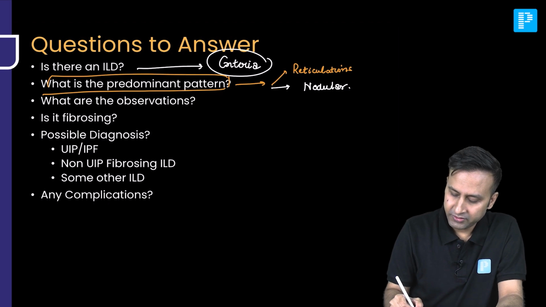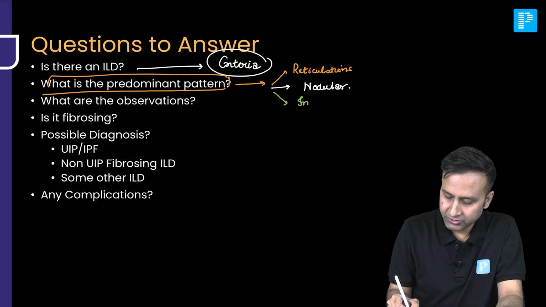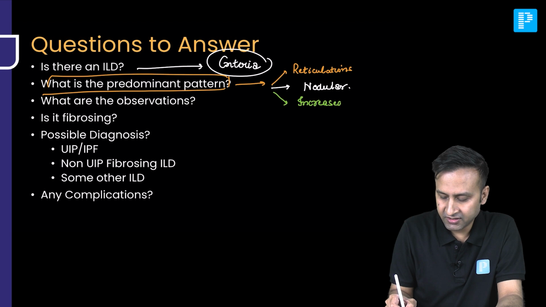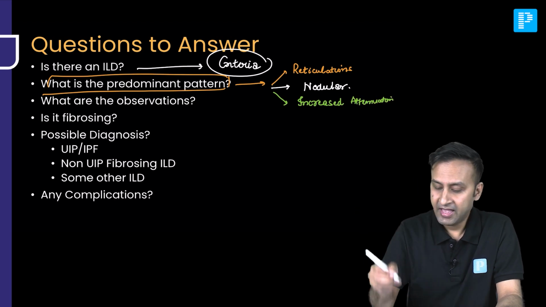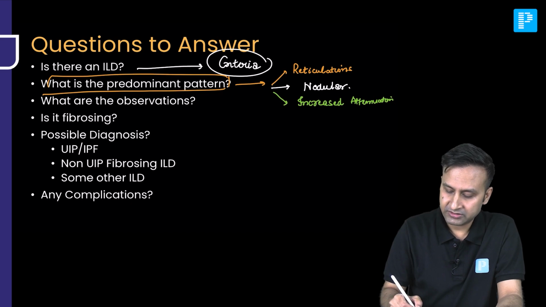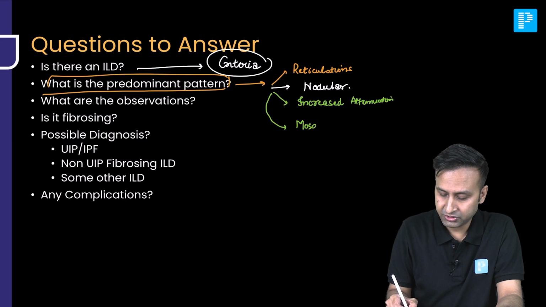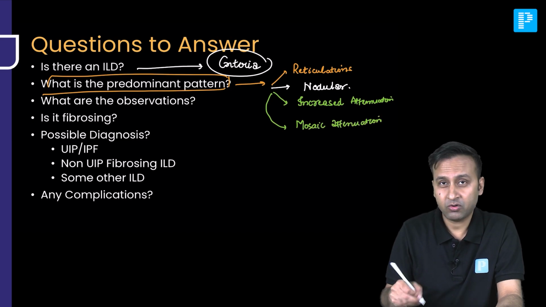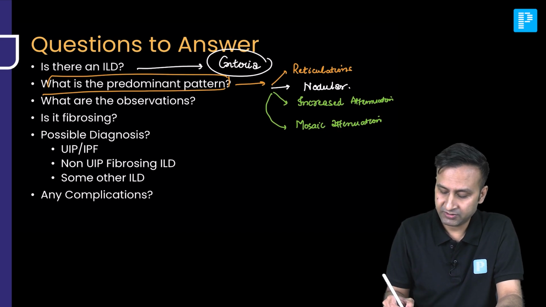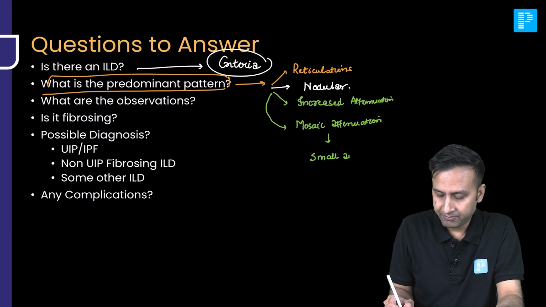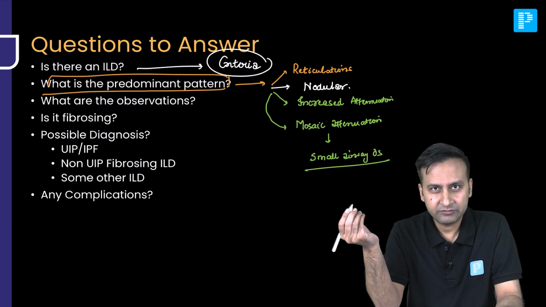Third important thing that we've already also discussed is increased attenuation. Now, this increased attenuation can occur as a result of ground glass opacities or as a result of consolidation. And last, we have also discussed a very important thing, that is decreased lung attenuation or mosaic attenuation, which can occur because of either vascular disorders, which can also be seen with ground glass opacities, but can also be seen with small airway diseases because of air trapping. So this is all what we're going to talk about as far as the pattern of the disease is concerned.